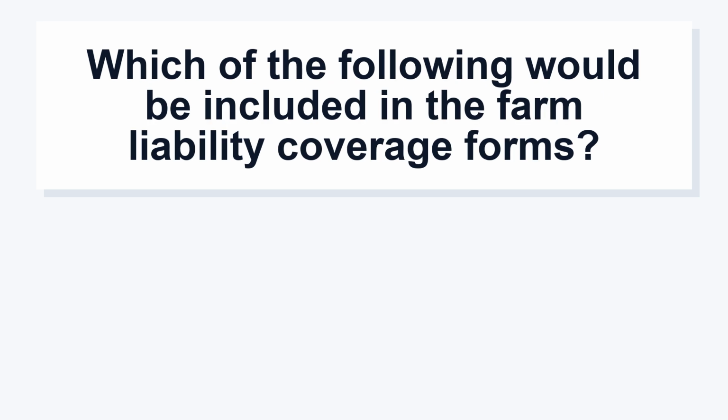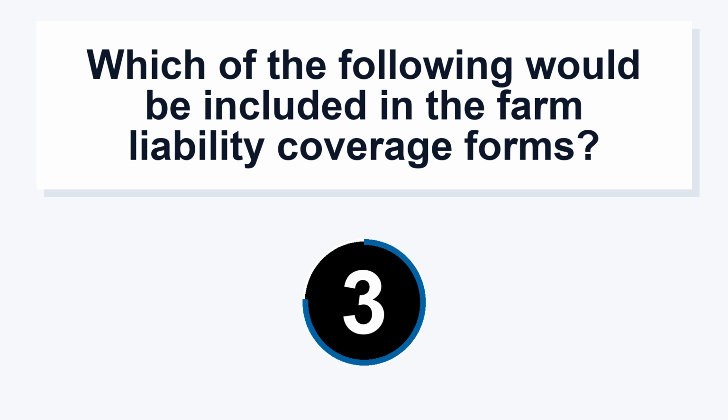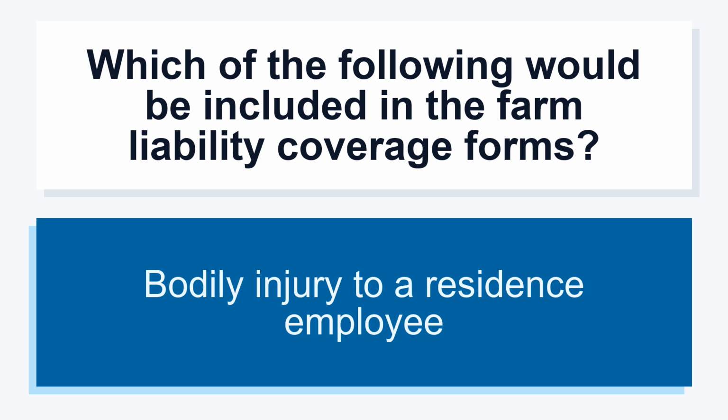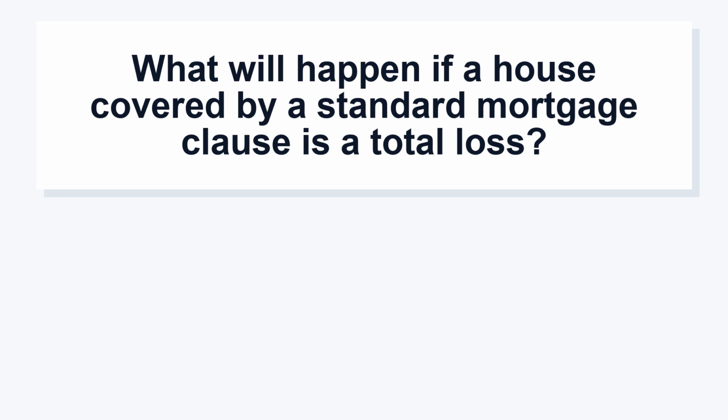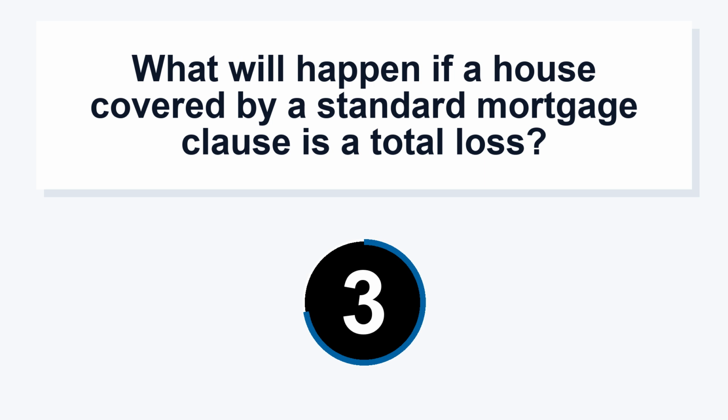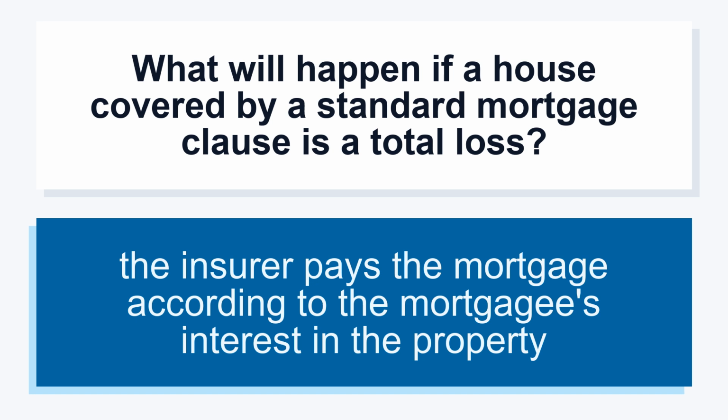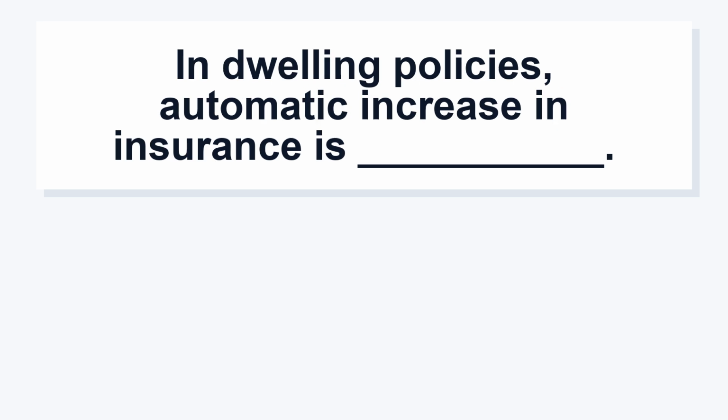Which of the following would be included in the farm liability coverage forms? Bodily injury to a residence employee. What will happen if a house covered by a standard mortgage clause is a total loss? The insurer pays the mortgage according to the mortgagee's interest in the property. In dwelling policies, automatic increase in insurance is coverage by endorsement.